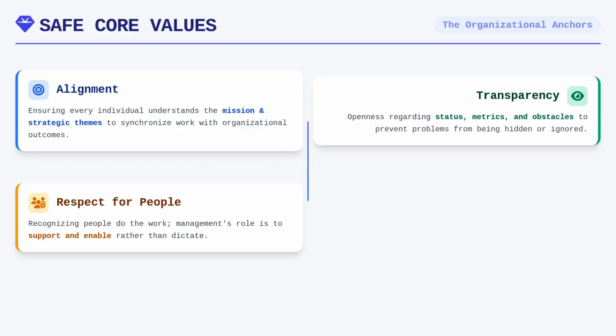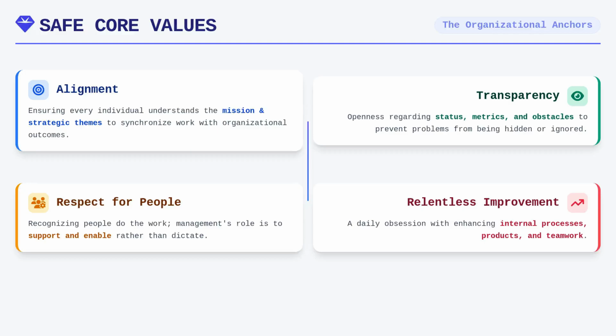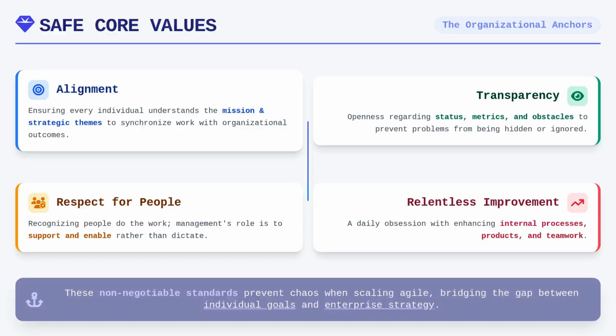Transparency is the second, requiring openness about status, metrics, and obstacles so that problems are not hidden or ignored. Respect for people acknowledges that people do all the work, and that management's role is to support them rather than dictate every move. Finally, relentless improvement demands an obsession with making internal processes, products, and teamwork better every single day.